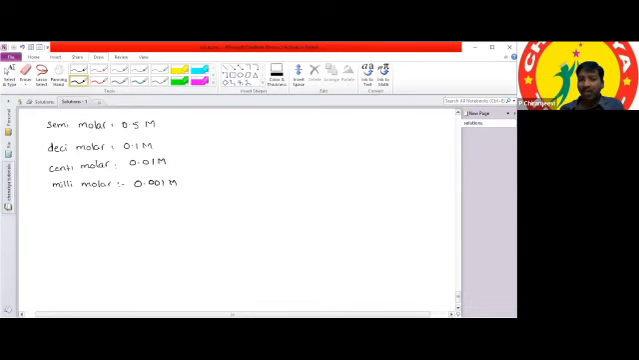Similarly, normality also. Semi-normal solution means we have to take 0.5 normality. Deci-normal means we have to take 0.1 normality. Centi-normal means we have to take 0.01 normal. And milli-normal means we have to take 0.001 normal. Okay, got it, all of you? These are some terms we use in the calculation part.